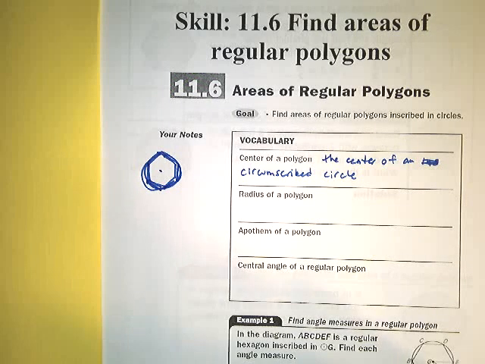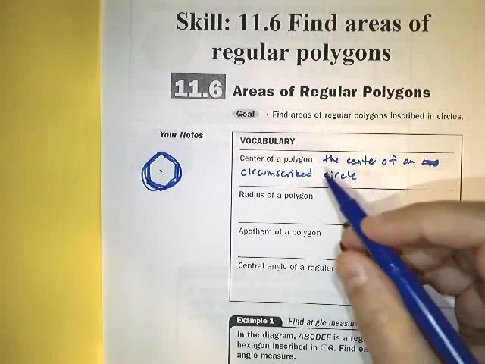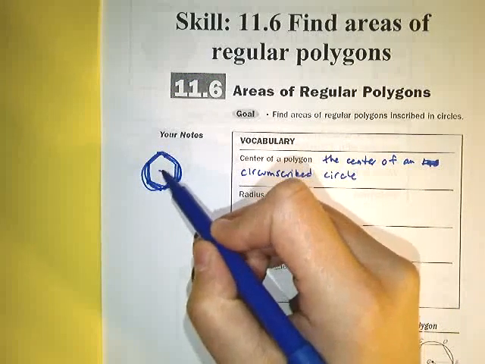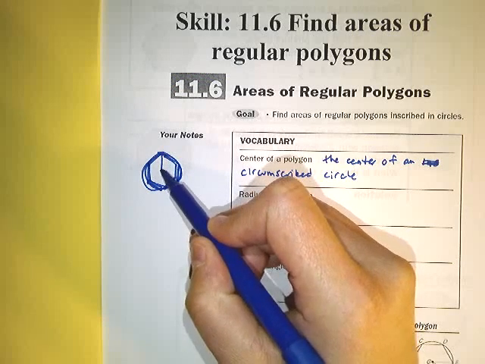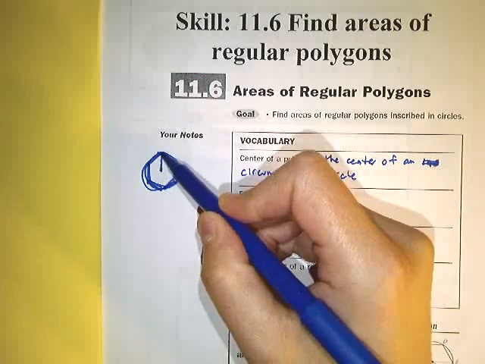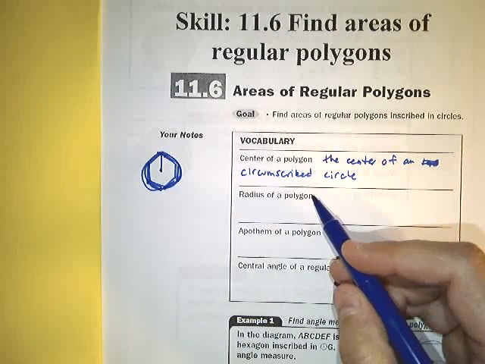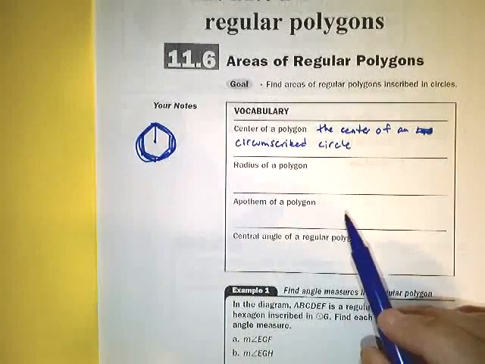The radius of a polygon is also basically the radius of this circumscribed circle. So if you go from the center of the circle to any point on the circle, that would be the radius of the polygon. Now, an apothem is something different.